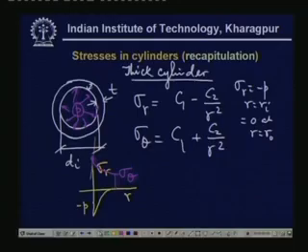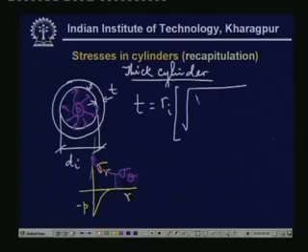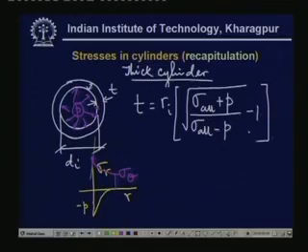Now, once we select the design criteria, that is if it fails under the maximum normal stress, then of course the design thickness, as we have seen in the last class, T is equal to Ri times under root sigma allowable plus pressure, that is internal pressure, divided by sigma allowable minus pressure, minus 1. So, this is the thickness to be designed.